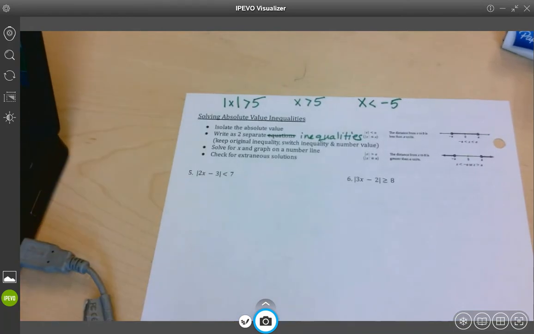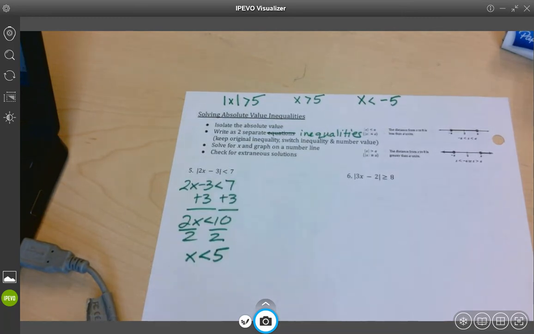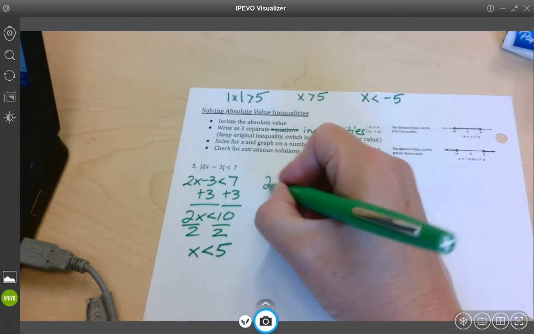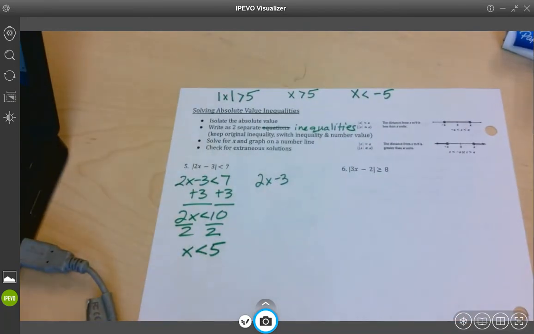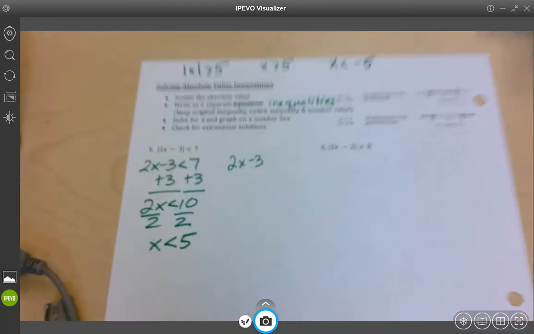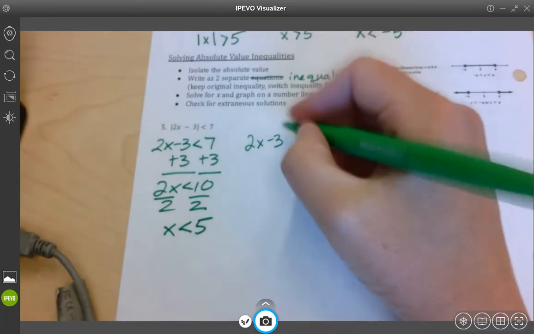All right. So I want you to try it. I feel like that was the only thing that changed for number 5. So let's try number 5 on your own or with people around you. What do you guys think of the first part? Did I make any errors in the first part? Okay. Second part, 2x minus 3, but instead of less than, what symbol should I put? Greater. Good.